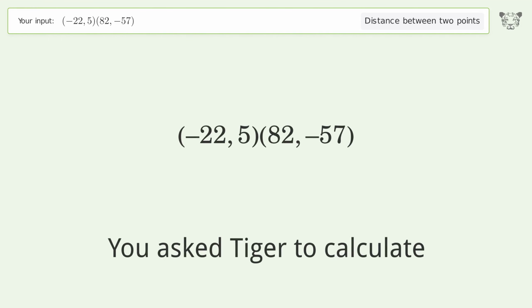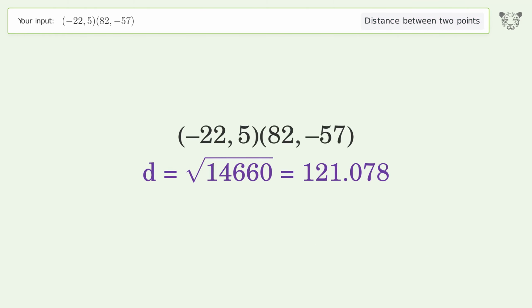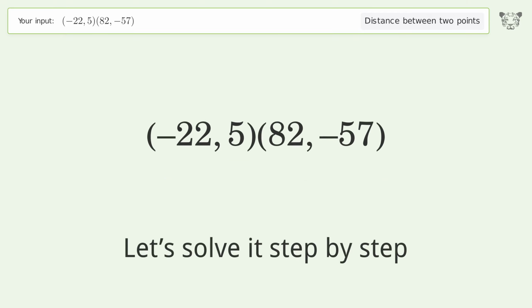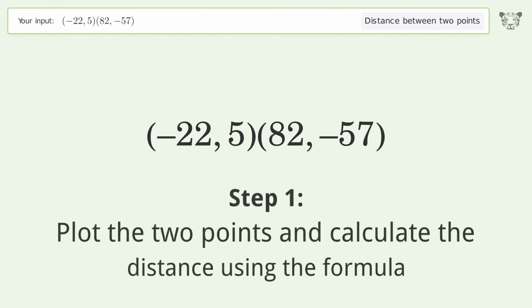You ask Tiger to calculate. This deals with the distance between 2 points. The distance between the 2 points is the square root of 14,660, or 121.078. Let's solve it step by step. Plot the 2 points and calculate the distance using the formula.